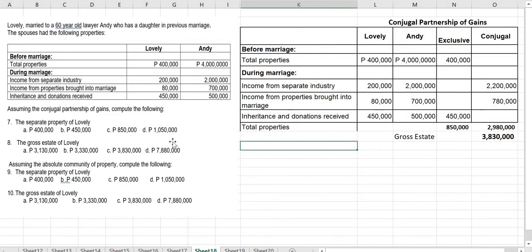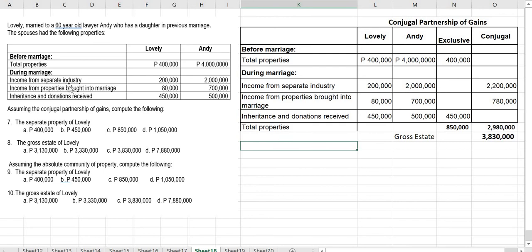Lovely is married to a 60-year-old lawyer, Andy, who has a daughter from a previous marriage. The spouses had the following properties, before marriage and during marriage.